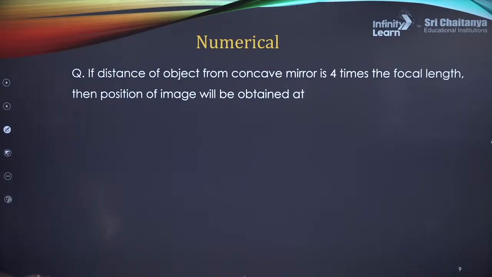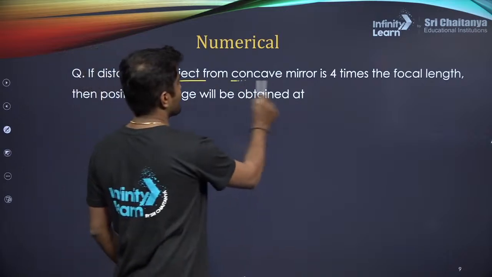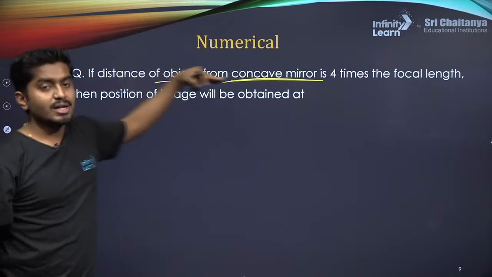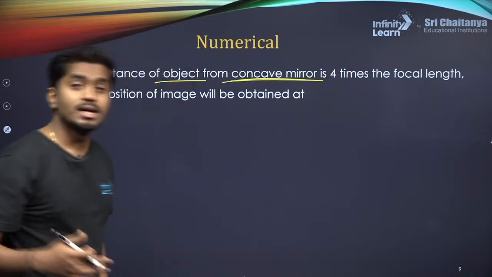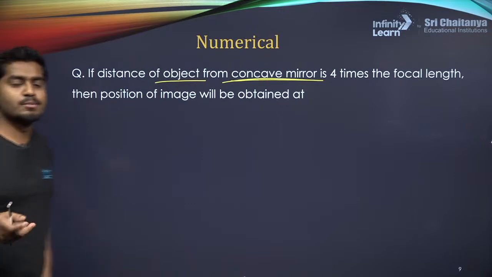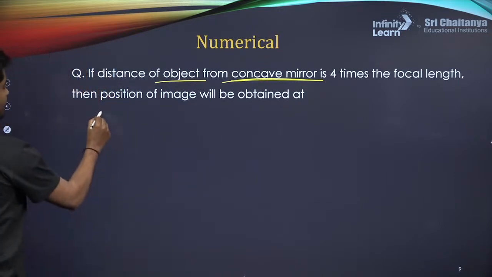So what is the question? Distance of the object from a concave mirror. There is a concave mirror. Whenever you get a question on mirrors or lenses, you should draw the ray diagram. That is better. Draw the rough ray diagram. You don't have to draw a perfect ray diagram, but you can draw a rough one.